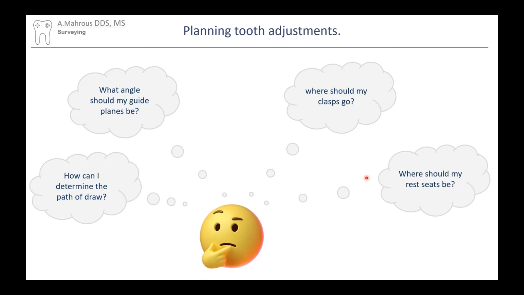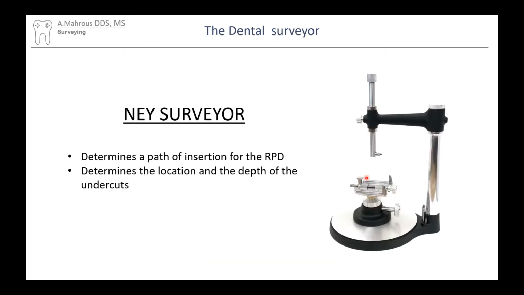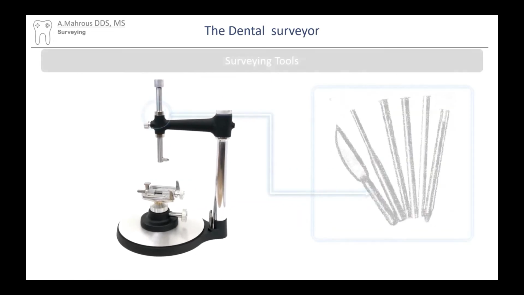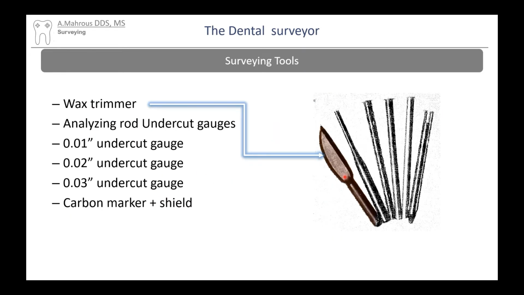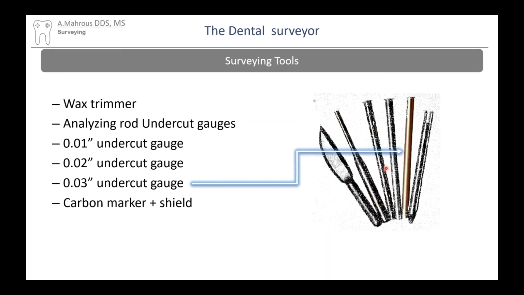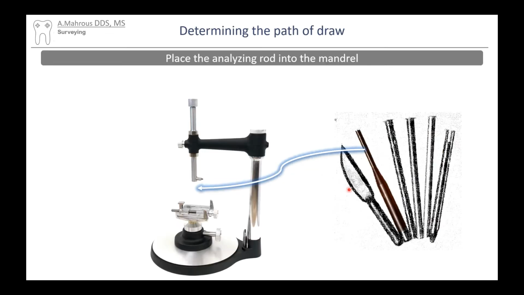Now, to help you answer all these, we have what we call a surveyor. This here is called a Ney surveyor, and you can use that instrument to help you determine the path of insertion of an RPD and determine the location and depth of the undercuts. It comes with a bunch of tools. They're usually hidden in that screw right up here. You've got a wax trimmer, an analyzing rod, and 3 undercut gauges. We also have a carbon marker along with a lead shield.